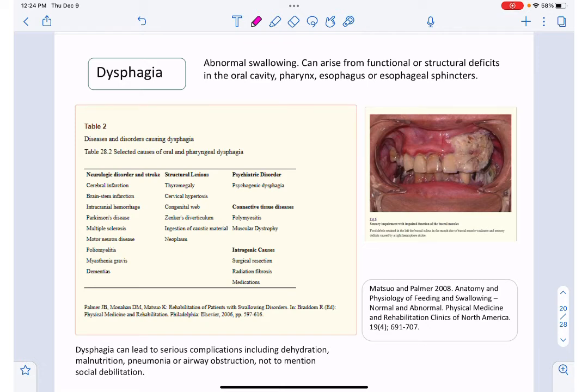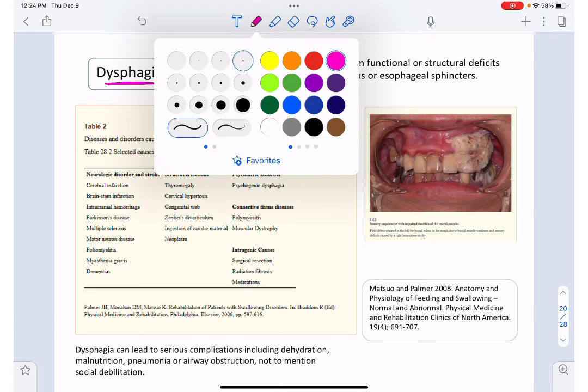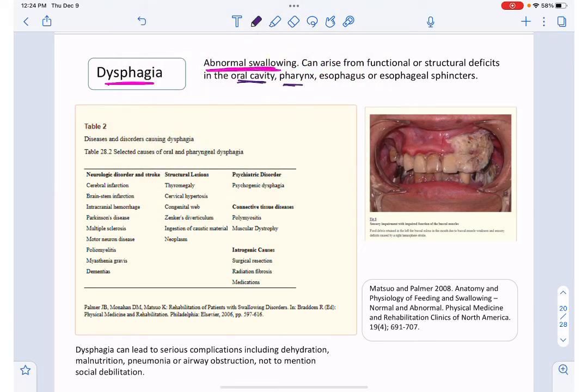And we call this dysphagia. We call any type of abnormal swallowing dysphagia. And this can arise from functional or structural deficits anywhere along the oral cavity, pharynx, esophagus, or the esophageal sphincters. Anywhere along this swallowing pathway, any type of functional deficit, especially related to the nervous system, or any type of structural deficit can result in abnormal swallowing or dysphagia. And this is particularly prevalent in older individuals.